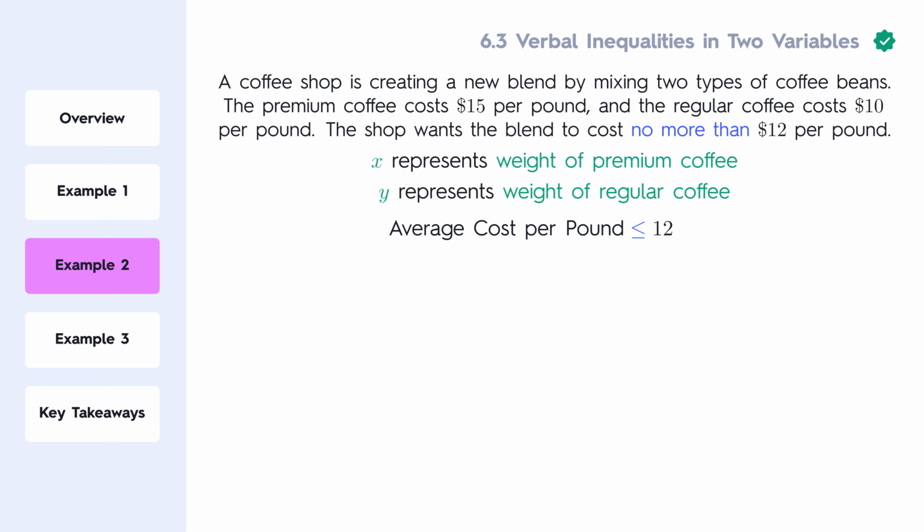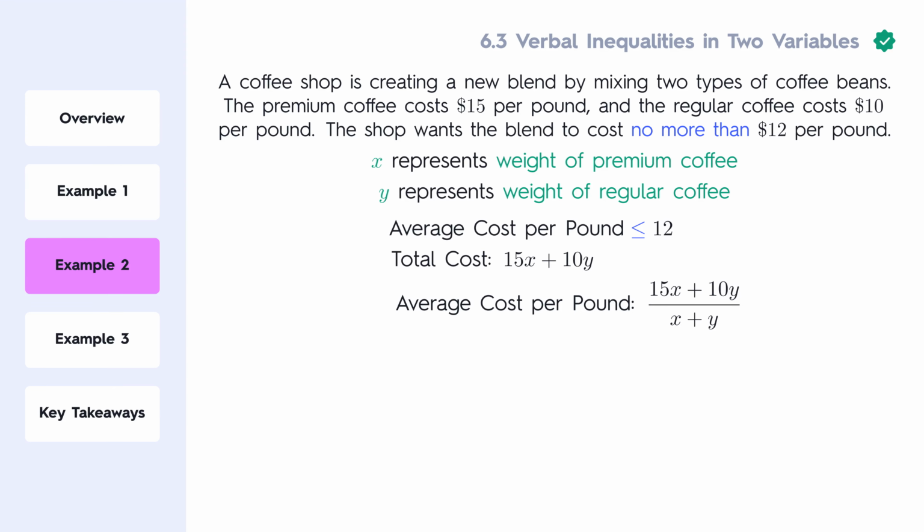The total cost of the blend can be expressed as 15x plus 10y. To find the average cost per pound, we'll divide the total cost by the total weight of the blend, x plus y, which gives us the following expression. Since we want the average cost per pound to be no more than $12, we can set up this inequality.